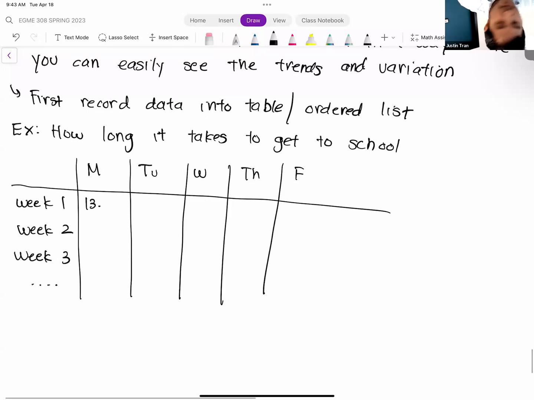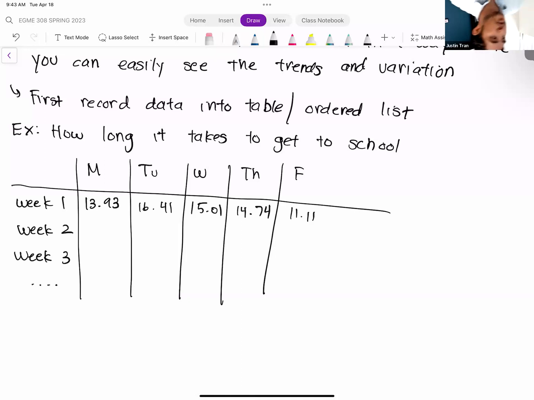Let's say on Monday, maybe it takes you 13.93 minutes. Tuesday, let's say it takes you 16.41. Wednesday, 15.01. Thursday, 14.74. Friday, maybe Friday's really fast, so it takes you 11.1 minutes. Okay.